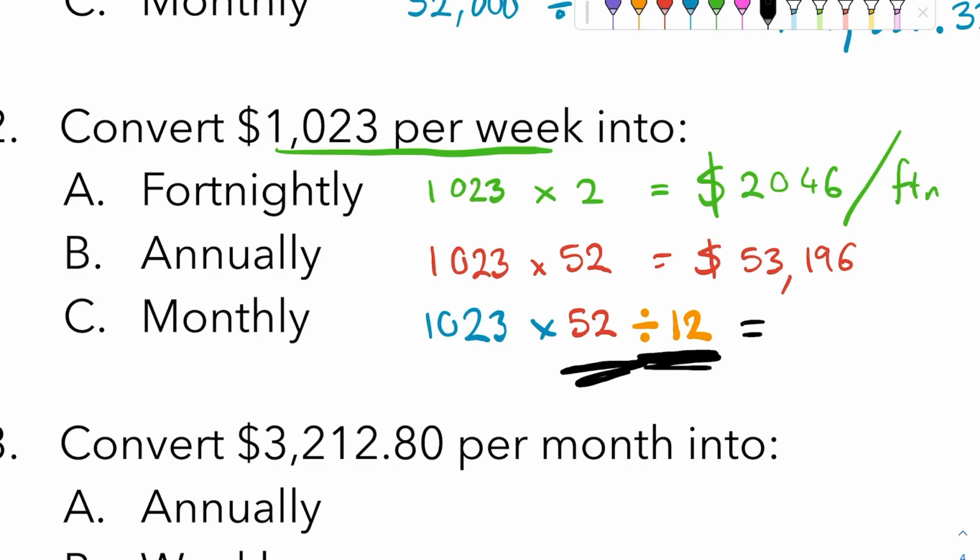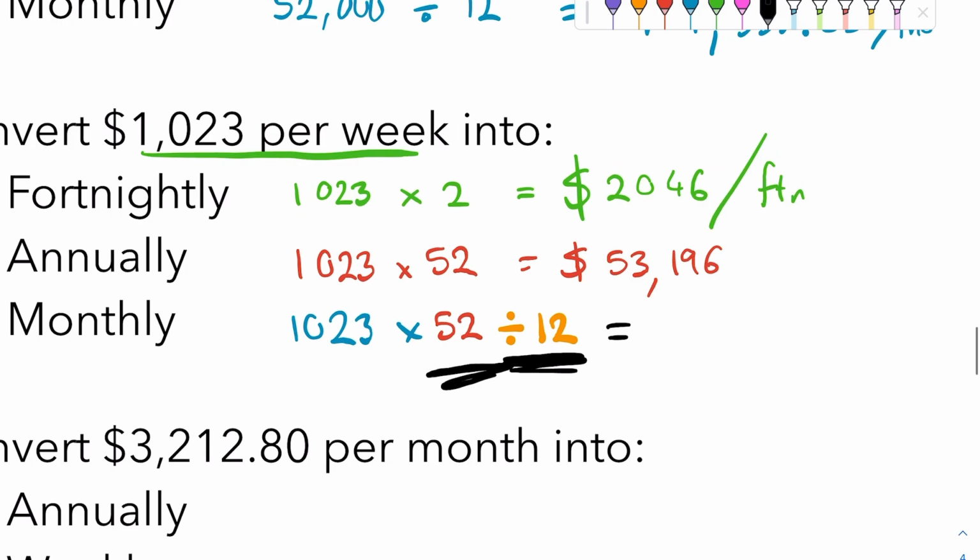1,023 times by 52, then divide my answer by 12 months. So I get an answer of $4,433 per month. Oh, I forgot to put my units on this one. So this one's per year, or I could write PA for per annum.